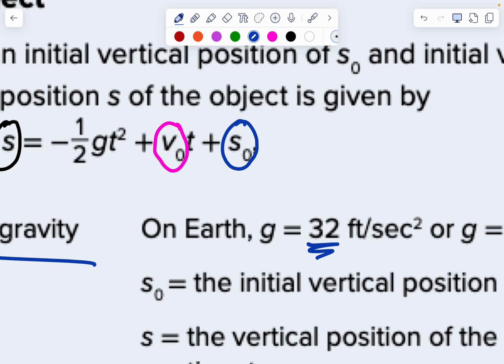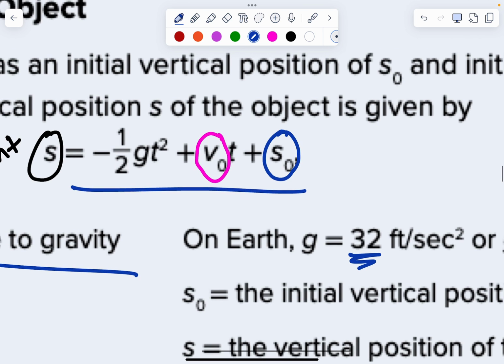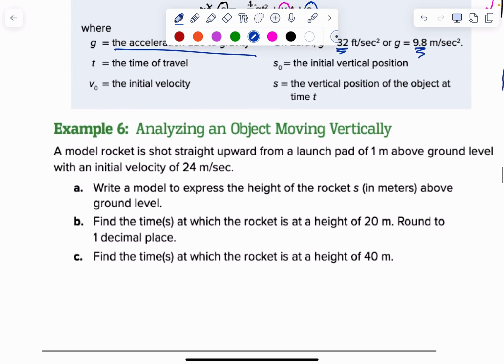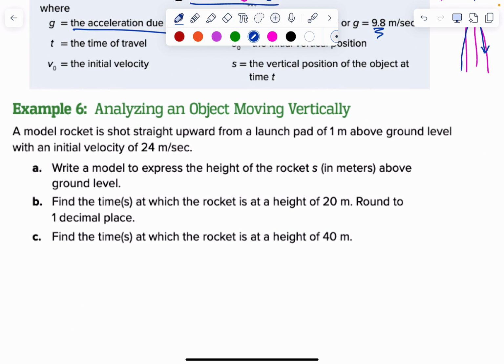So am I kicking it from ground level? Am I throwing it from arm level? Am I kicking it off of a cliff that's 100 feet in the air? We don't know. That's what we plug in for that, right? These are the elements of this equation. So down here we go. Write a model that represents the height of the rocket.